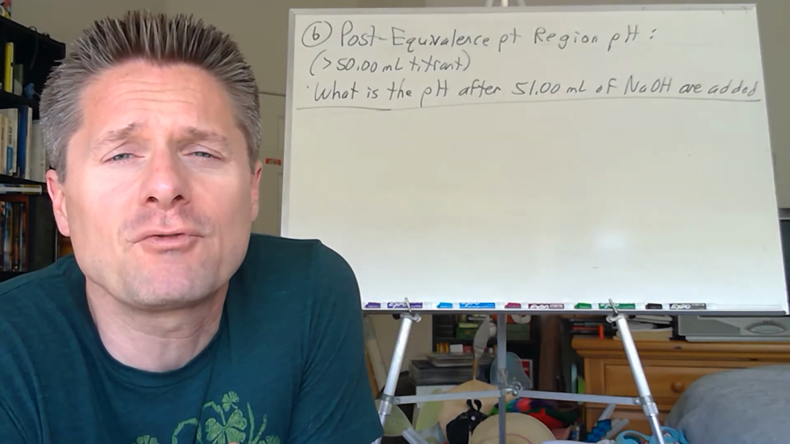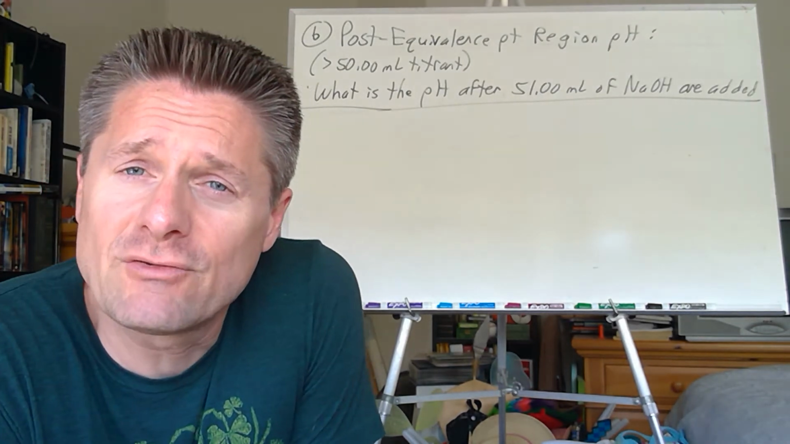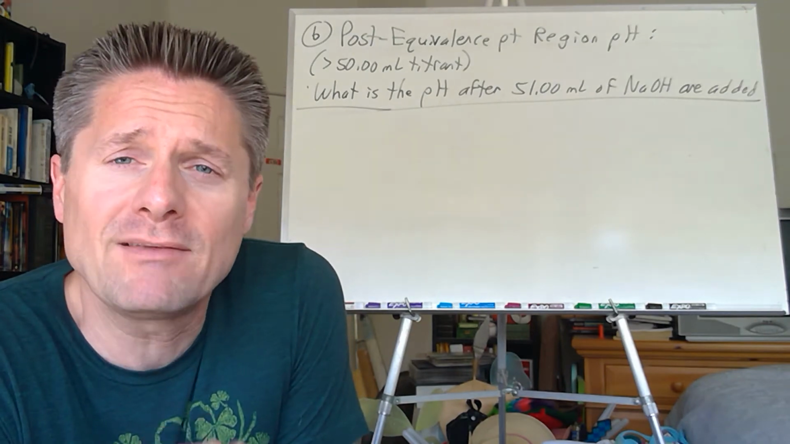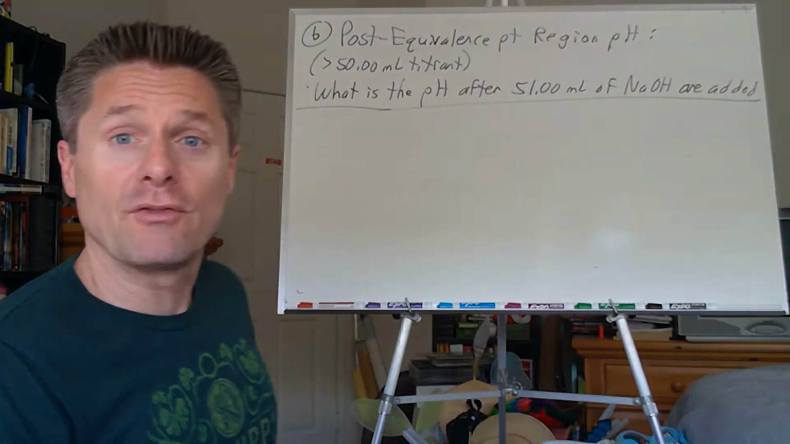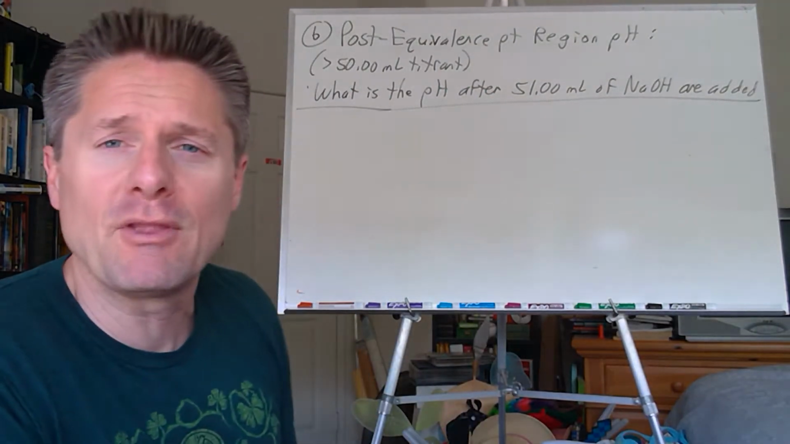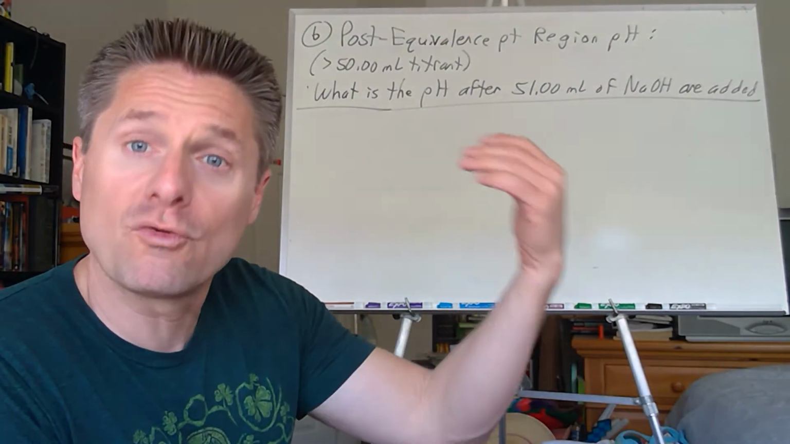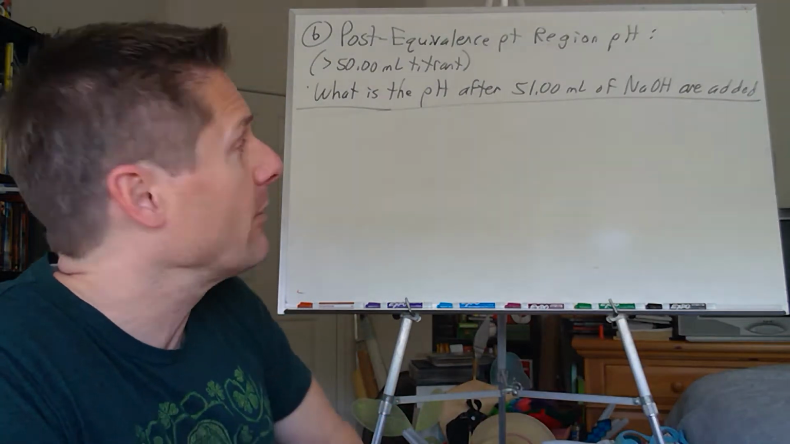So we're just going to have leftover strong base. So do the neutralization stoichiometry, figure out how much of that strong base is left, and you're off to the races. Exact same calculation as we did before. So the titration curve looks exactly the same in the post-equivalence region for both weak and strong acid titrations.